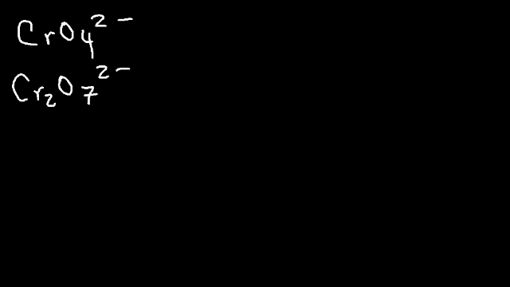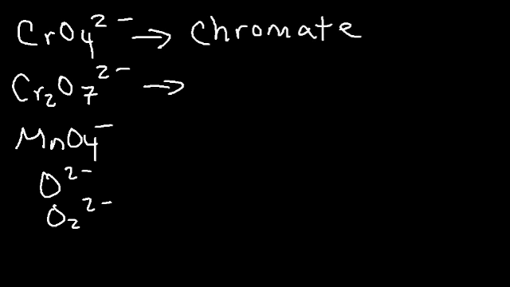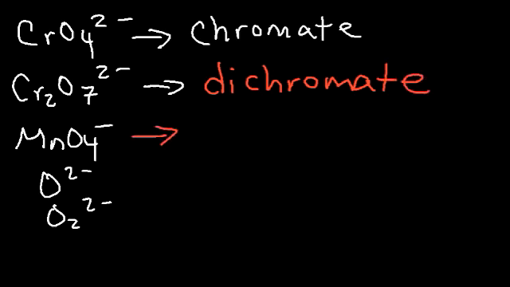But now there's more. What about CrO4 2-, Cr2O7 2-, MnO4-, O2 2-, and O2-? CrO4, this is called chromate. Cr2O7, that's dichromate. And the next one, MnO4-, is permanganate.